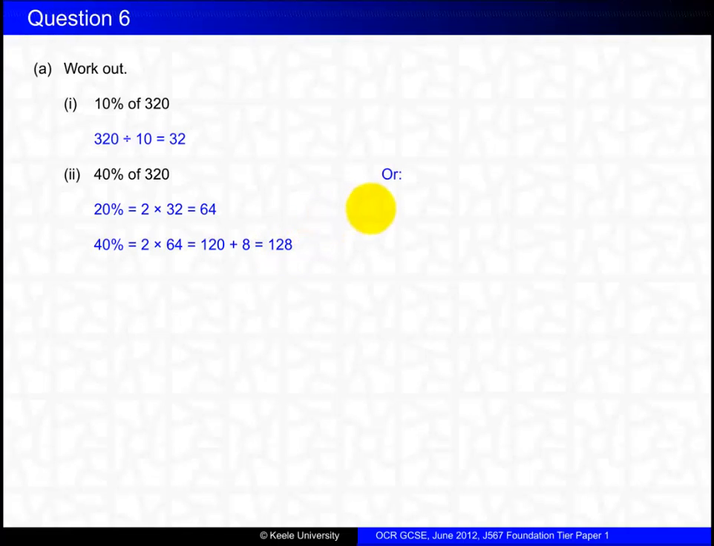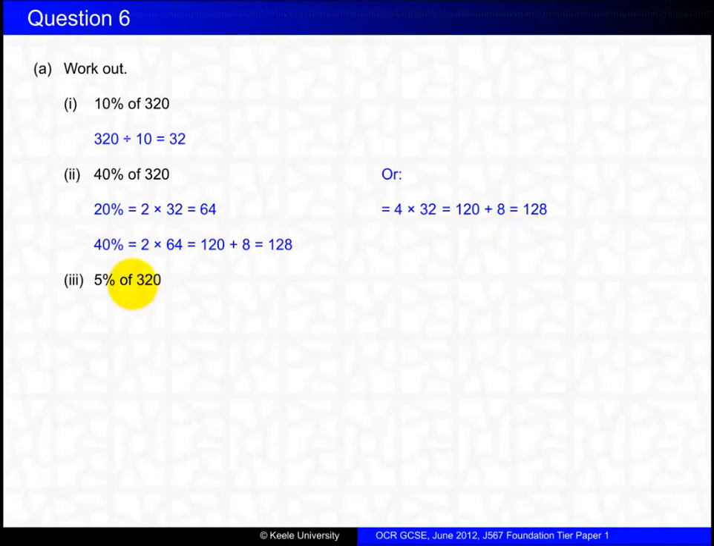Alternatively, you could say 40% is 4 times 10%. So we could say 4 times 32. 4 times 30 is 120. 4 times 2 is 8. So we again get 120 plus 8, giving us 128.